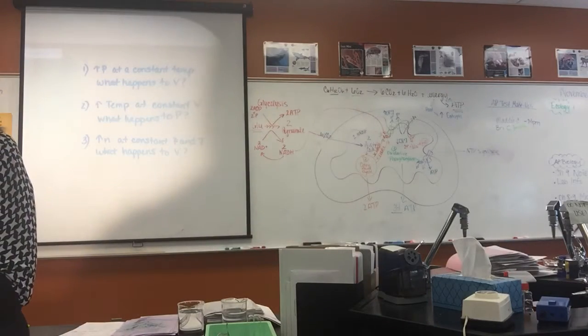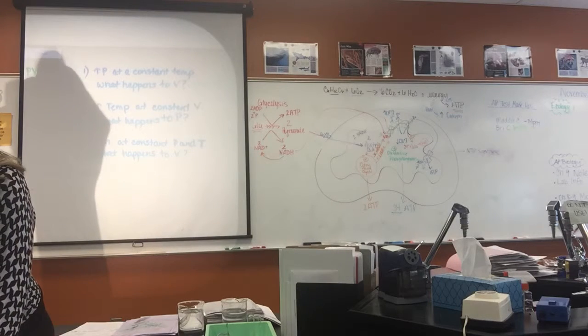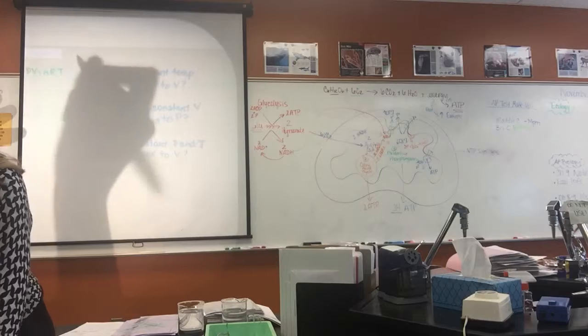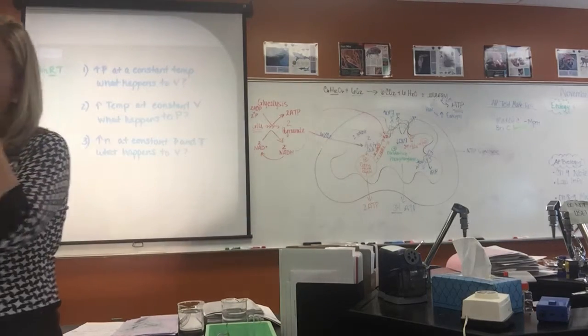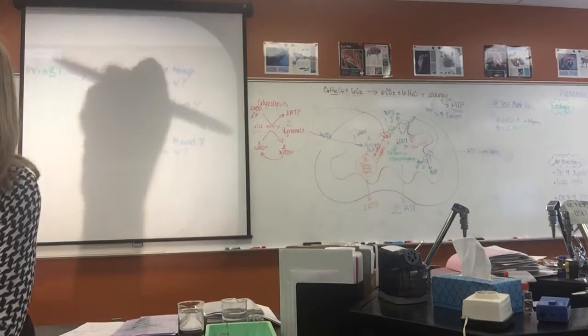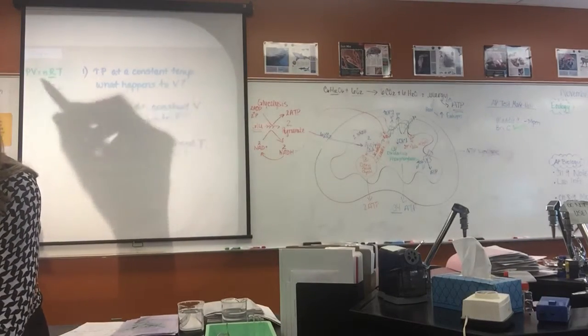So PV equals nRT. It tells you what everything is. R is always the gas constant. That's going to be the same. Let me go through a couple of scenarios applying this here.